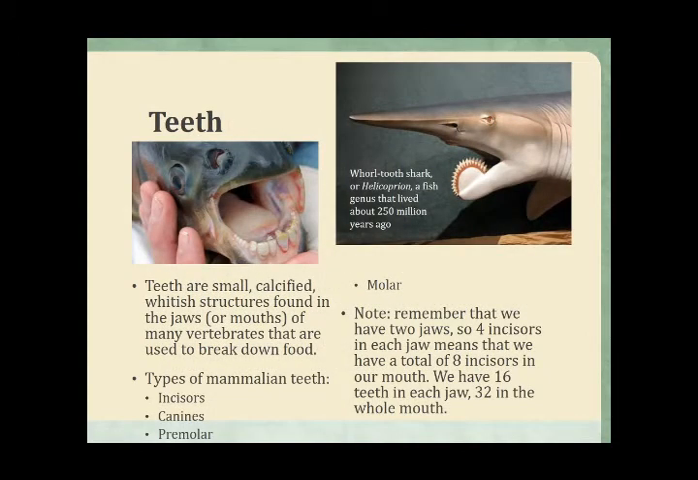Teeth. Teeth are small calcified structures found in the jaws of many vertebrates, used to break down food. You have mammal teeth: incisors, canines, premolars and molars. We have 2 jaws, and 4 incisors in each jaw. In total we have 8. We have 16 teeth in each jaw and 32 in the whole mouth.